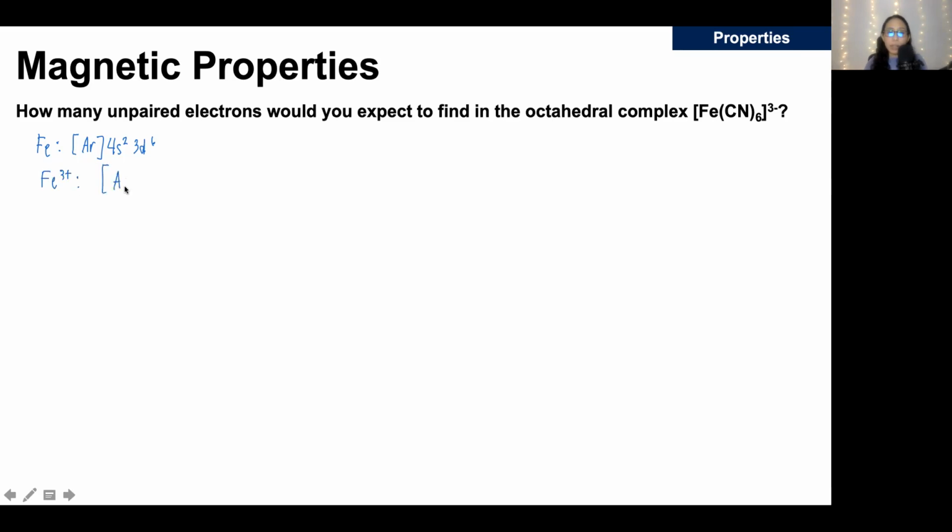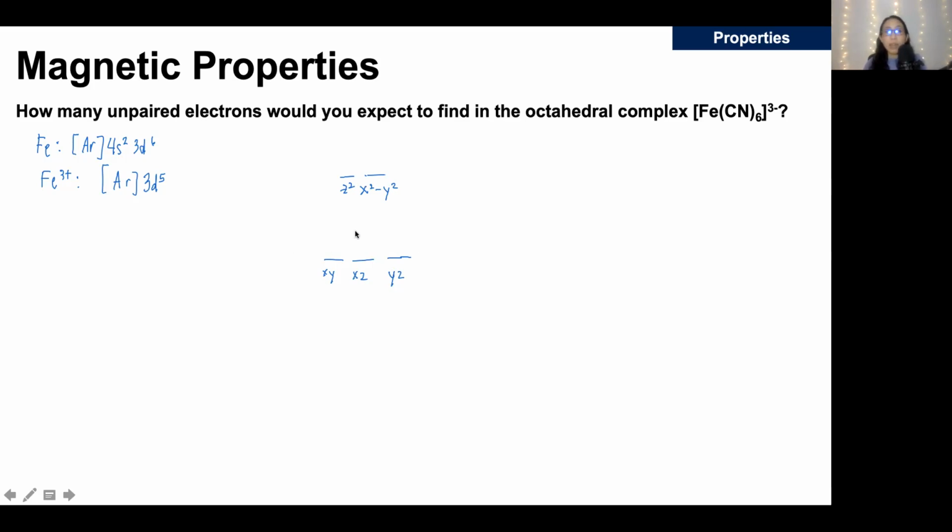Now, since this is iron(III), it means it lost 3 electrons. And that makes its electron configuration argon 3d5. So there are 5 electrons in the d orbitals of iron(III). It's octahedral, which means you have the xy, xz, and yz orbitals, and you have the z squared and the x squared minus y squared orbitals in a higher position relative to these 3.